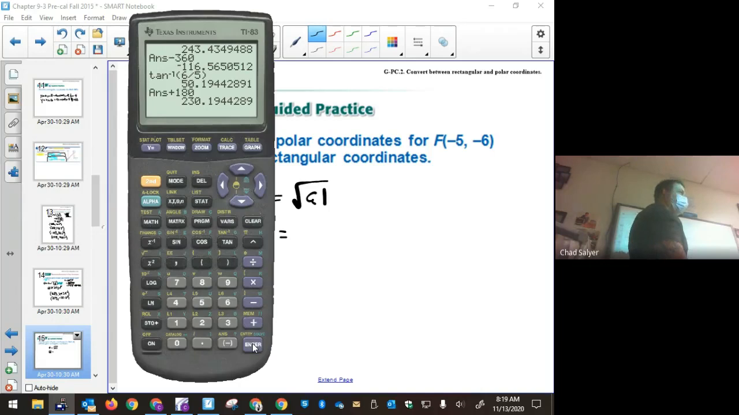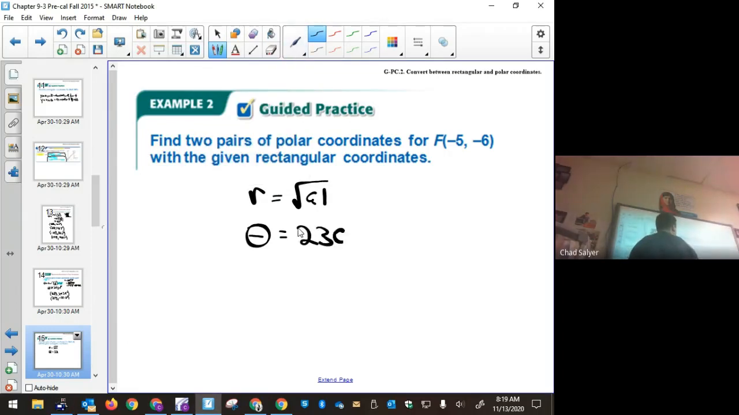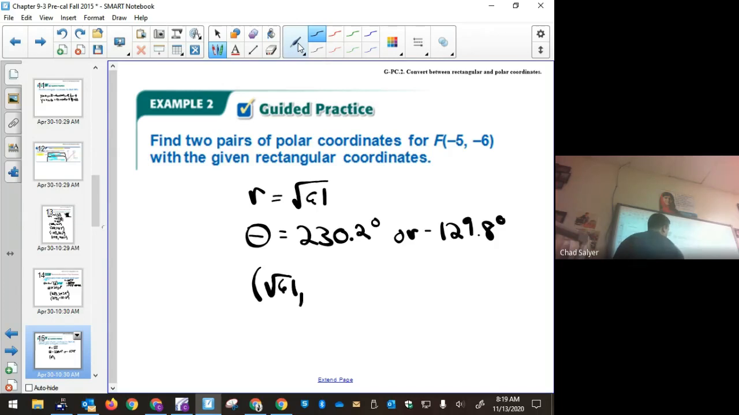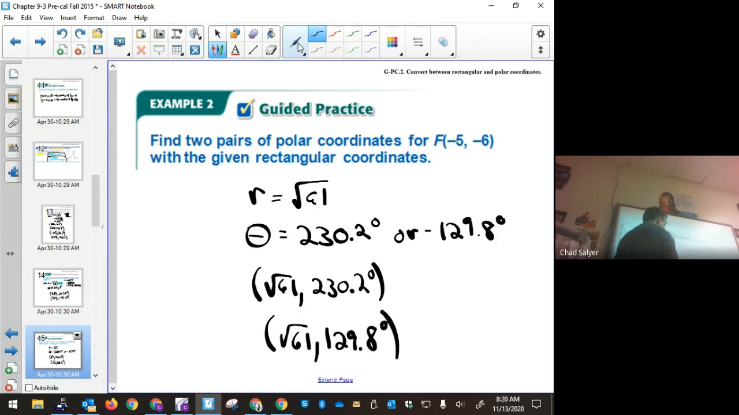I didn't put the 6 over 5. Okay. 230.2 is what you should have gotten. And then what's an alternate theta for this, Holden? 129.8? Thanks, brother. So those are our two polar points, two ways to express the same polar point, I should say.